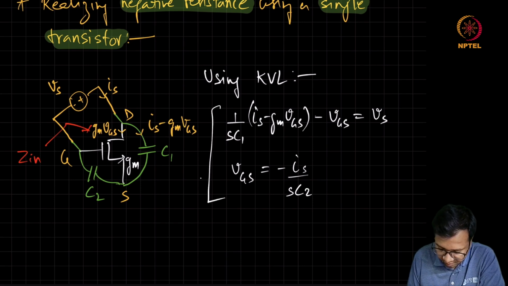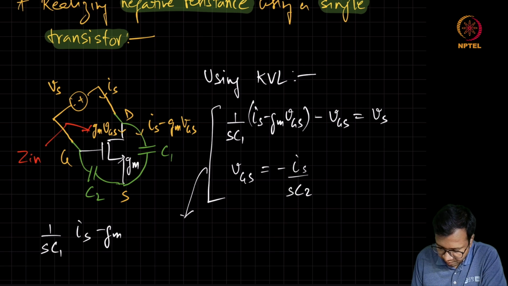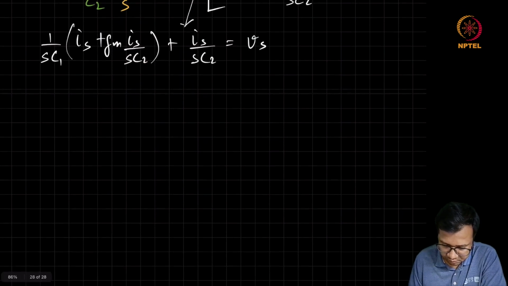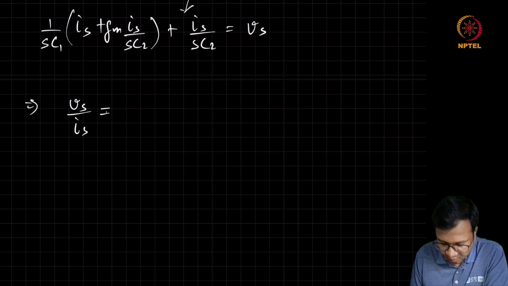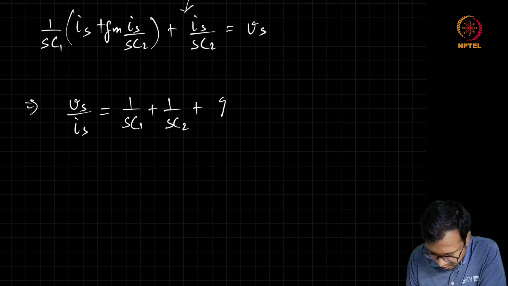Together we can see that 1 by SC1 times (Is minus Gm times minus Is by SC2) plus Is by SC2 is equal to Vs. This implies Vs by Is is going to be equal to 1 by SC1 plus 1 by SC2 plus Gm by S square C1 C2.